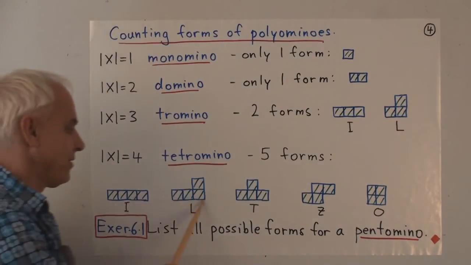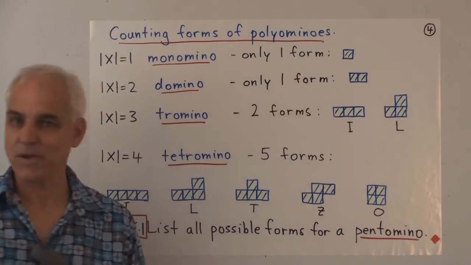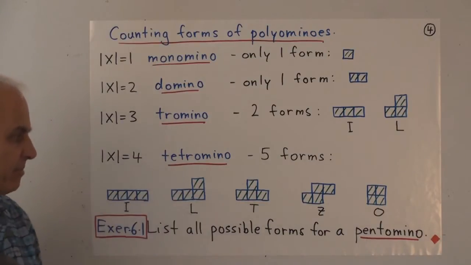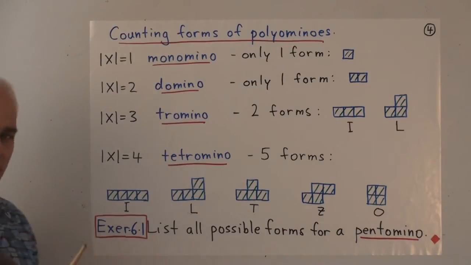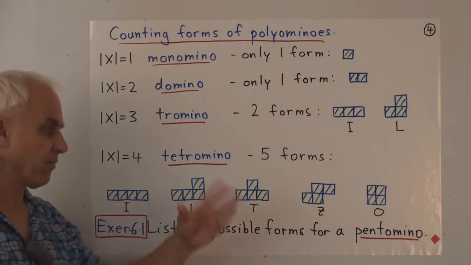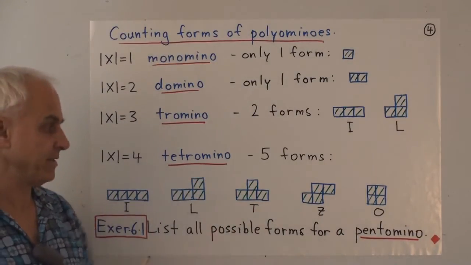Now, if you've played Tetris, you will be quite familiar with these different shapes of a tetramino. Make sure that you stare at them and make sure that there's no other ones, that any other polyomino with exactly 4 cells is really one of these, perhaps rotated or reflected.